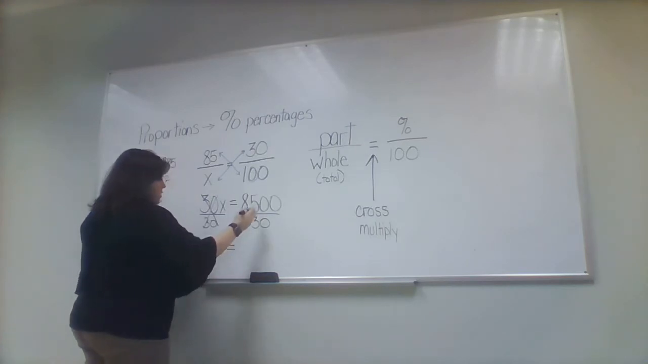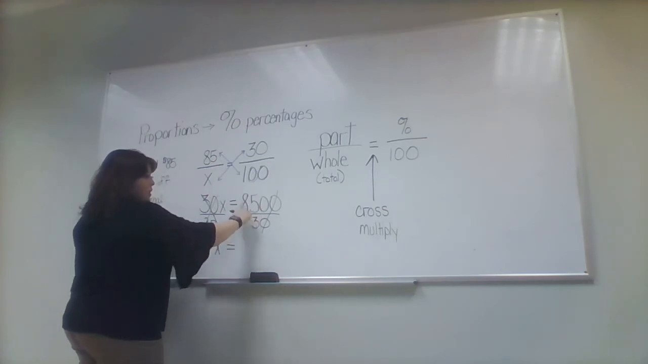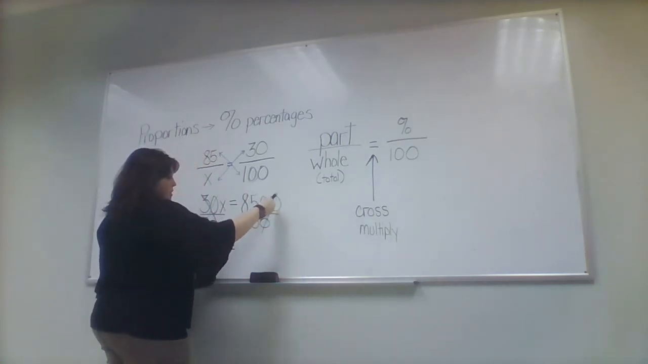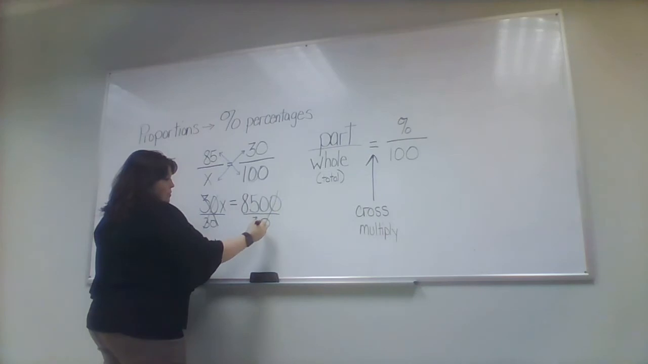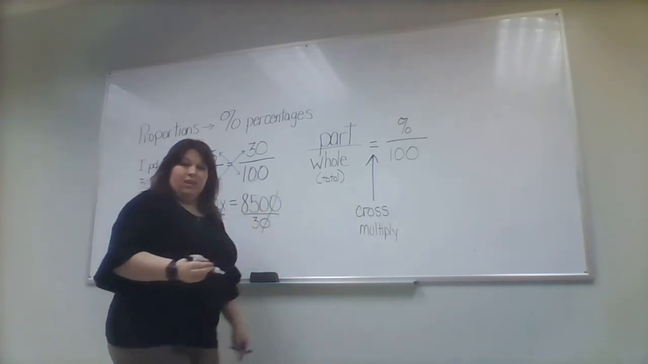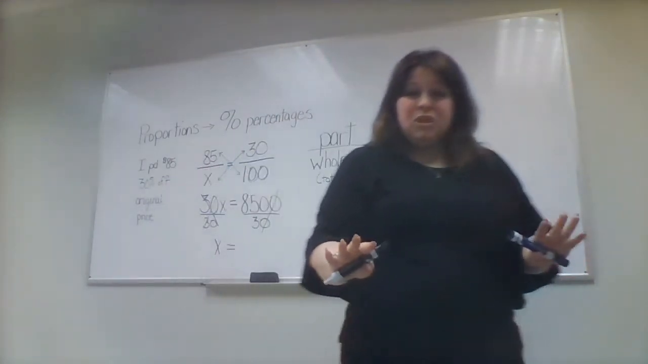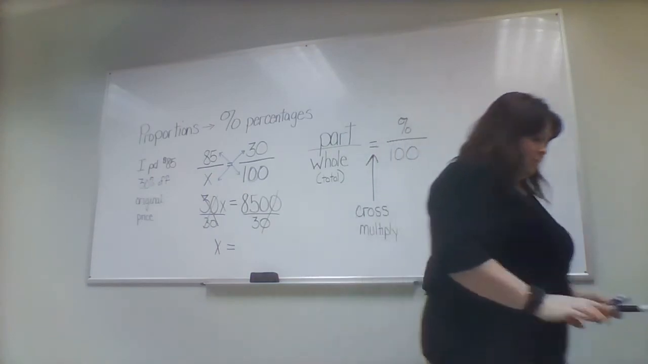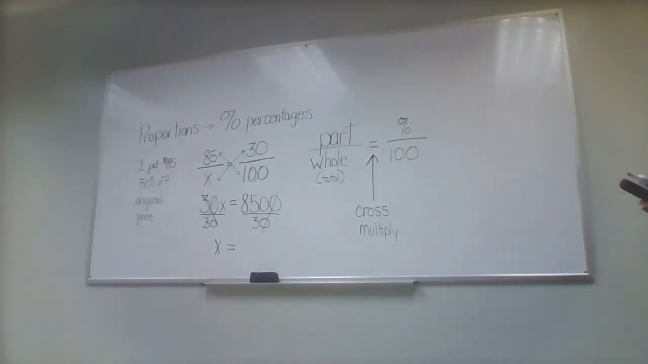Then on this side, we need to divide 8,500 by 30. Since both of these numbers end in 0, you can cancel out the zeros, and I can put in my calculator 850 divided by 3. It's the same thing. If that's too confusing, then do the whole number and do 8,500 divided by 30. So let's see what we get. Because I can't do that in my head either.